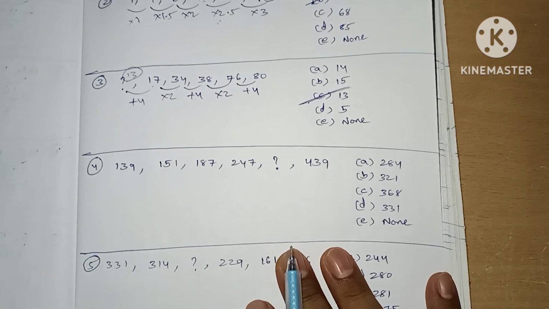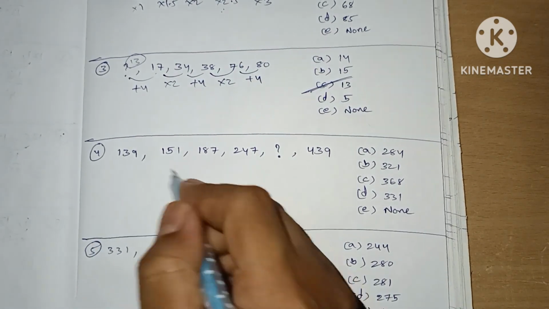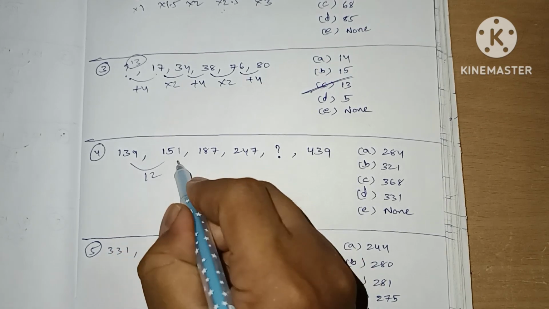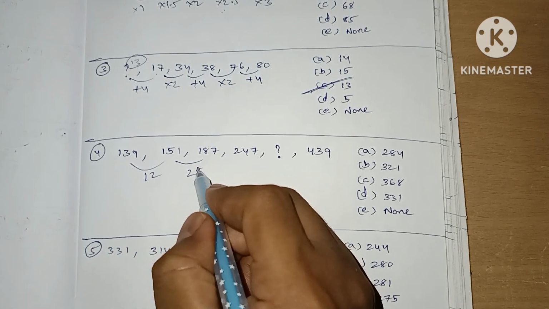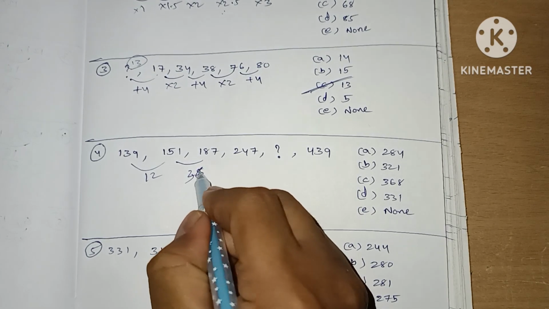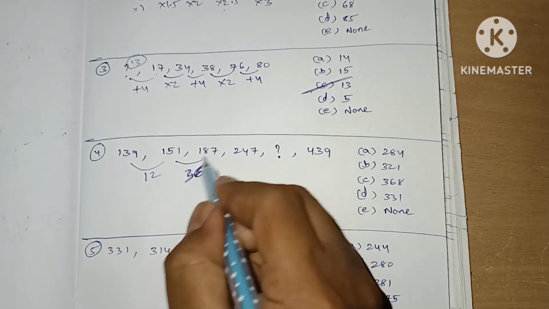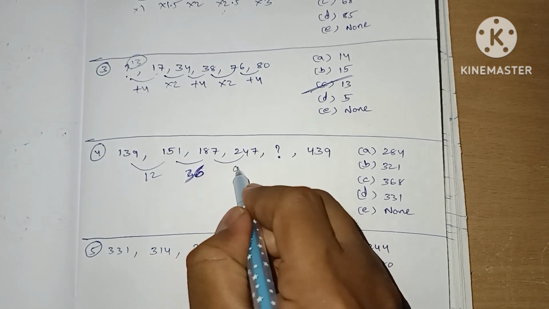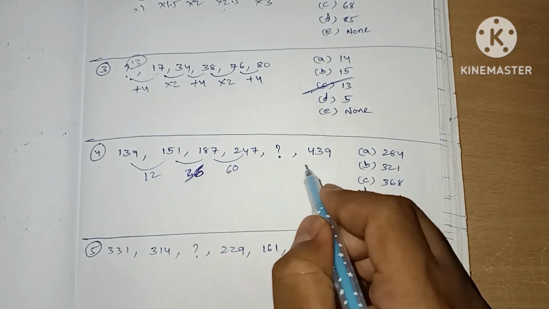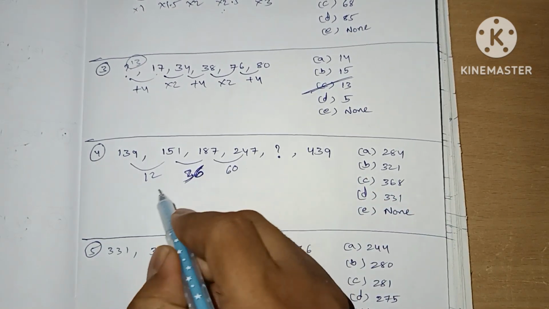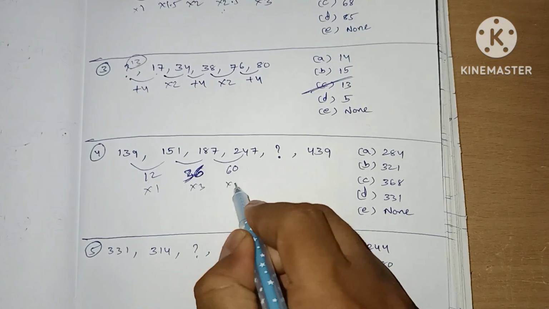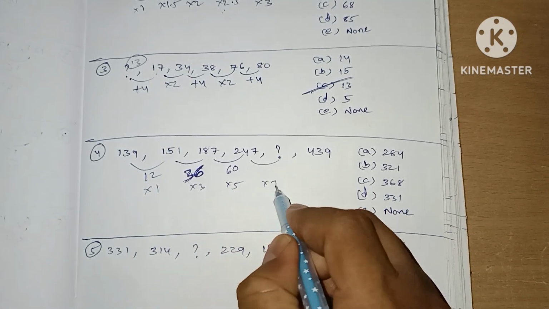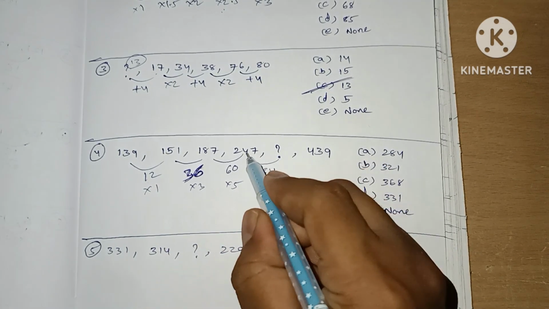Next question. Here we are going to see the differences. Here the difference is 12. Here the difference is 25. Wait a second. 36. Difference is 36. Here the difference is 60. I know these numbers as 12 1 times, 12 3 times, 12 5 times. So the next one must be 12 7 times, which will be 84.